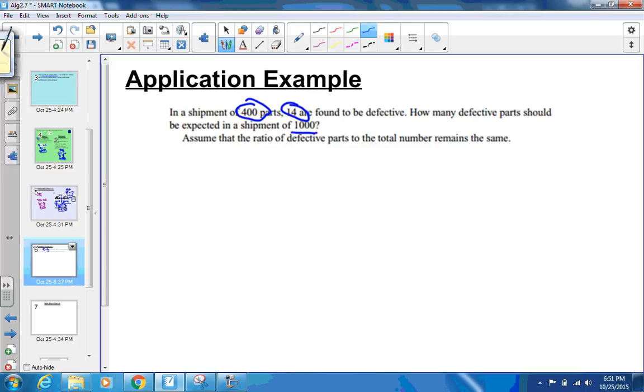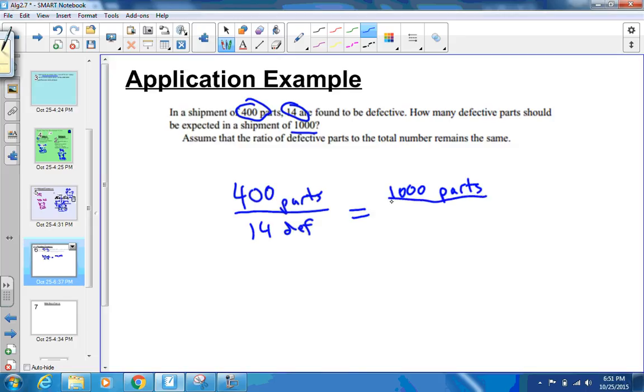So I'm going to write it out. We're going to do 400 parts over 14 are defective. That's our ratio. Now I'm going to set that equal to, and since we still have the second one, we're going to get 1,000 parts, and we want to know how many defective. So we're assuming the ratio would be constant, the same. So over, we'll say x defective, and we want to solve for x.